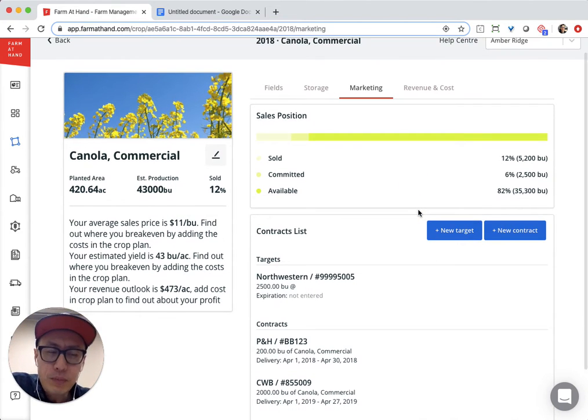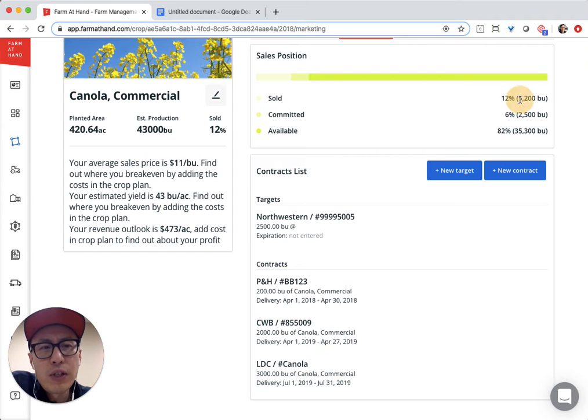So the 5,200 that you see here in the sold amount relates to the total for all of the contracts for this crop for this crop year. So you can see this 5,200 relates to the 2,000 bushels, 3,000 here, and 200. So the total of this is your 5,200 sold, based on the total from your contracts. In a similar way, the committed amount is the total for all of your targets. Since there's only one target, that's your 2,500 right there.